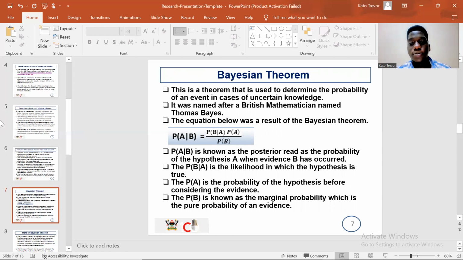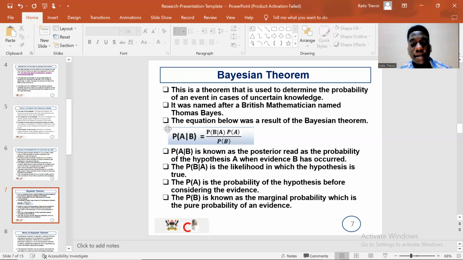The equation shown here below: probability of A given B is equal to the probability of B given A multiplied by probability of A, divided by probability of B. So according to the Bayesian theorem, probability of A given B is known as the posterior, which is read as the probability of the hypothesis A when evidence B has occurred.